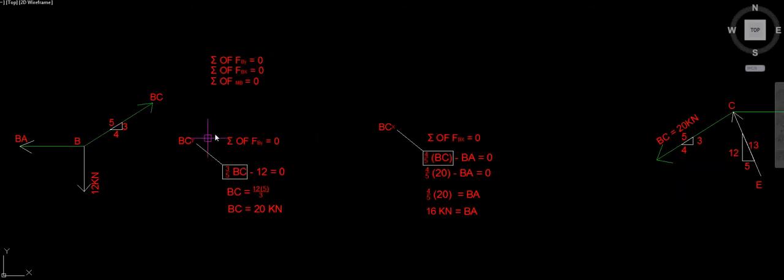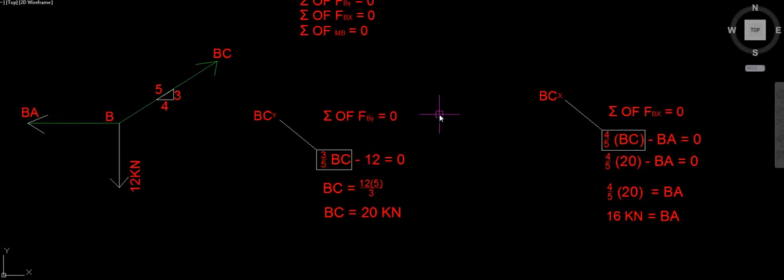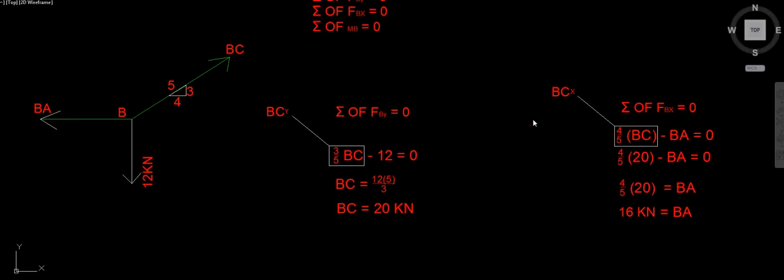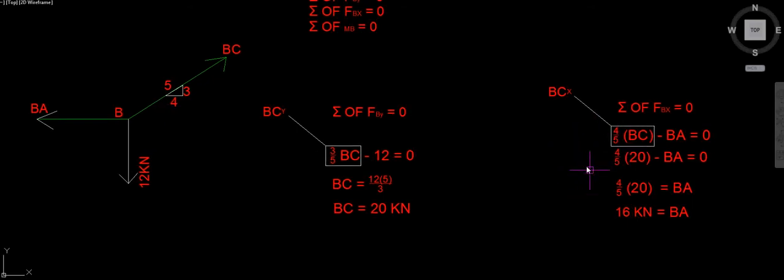Now that we've figured out what BC is, we can use that to figure out what the tension in the cable at BA is. Now, the same law will apply, but we will be only dealing with the x direction now. 4 divided by 5 times BC, by method of similar triangles, equals BC in the x direction.